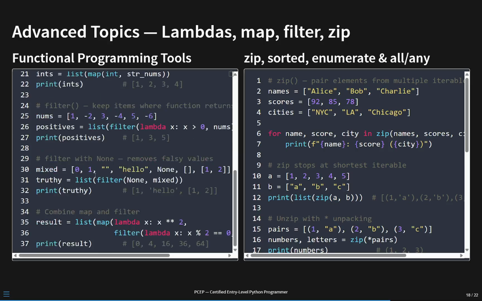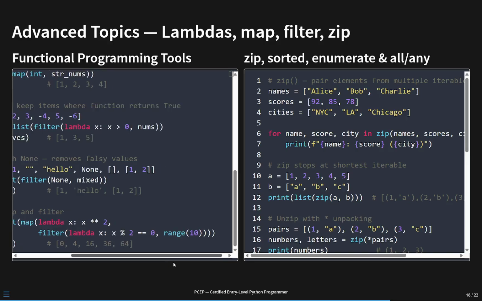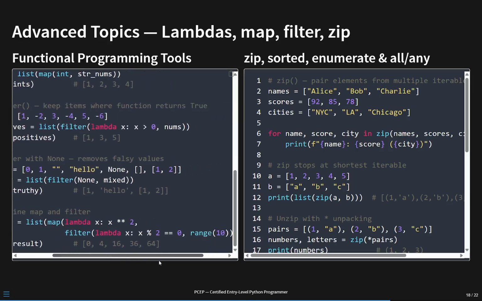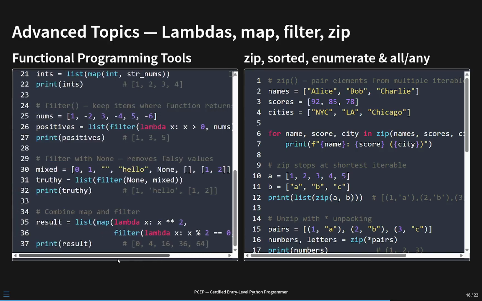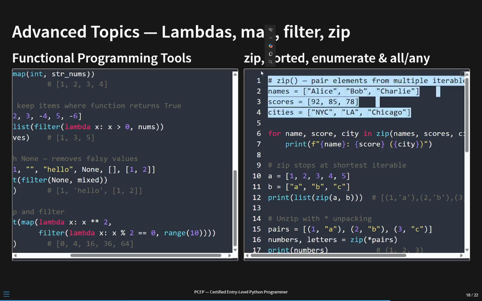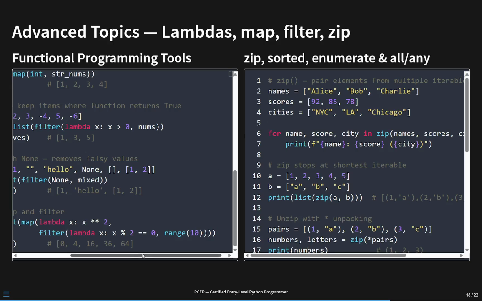Next, filter(function, iterable) keeps only elements where the function returns true. list(filter(lambda x: x > 0, nums)) keeps only positives. filter(None, collection) is a shorthand for removing all falsy values. Zeros, empty strings, None, empty lists, all removed in one pass. Next, combining map and filter creates a pipeline. list(map(lambda x: x*2, filter(lambda x: x % 2 == 0, range(10)))) filters to evens, then squares each. List comprehension is usually more readable for this: [x*2 for x in range(10) if x % 2 == 0].